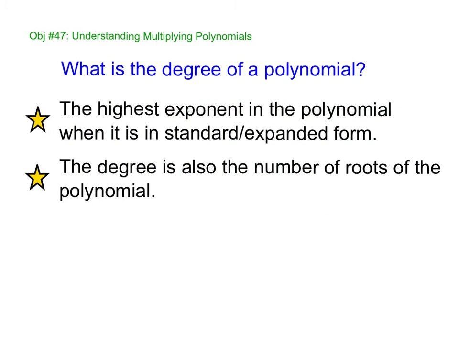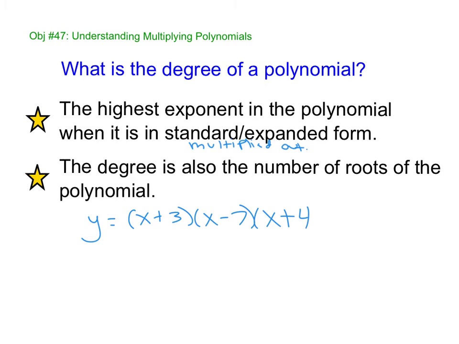Okay, degree. The degree of a polynomial is the highest exponent when it's in standard or expanded form, when it's multiplied out, right? So it's the highest exponent when the polynomial is multiplied out. Standard form, expanded form is multiplied out. Now, if it's in factored form, it's the number of roots. So all those examples where we had like x plus 3, x minus 7, x plus 4, if that's my function, it's also the number of roots we have, right?